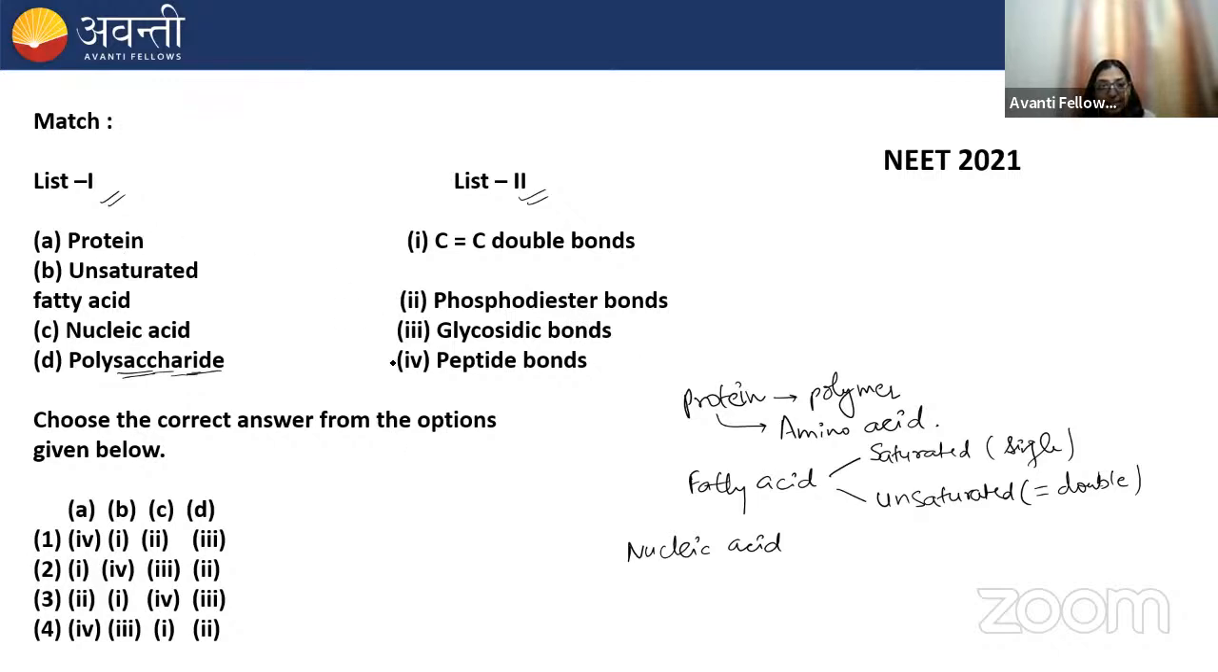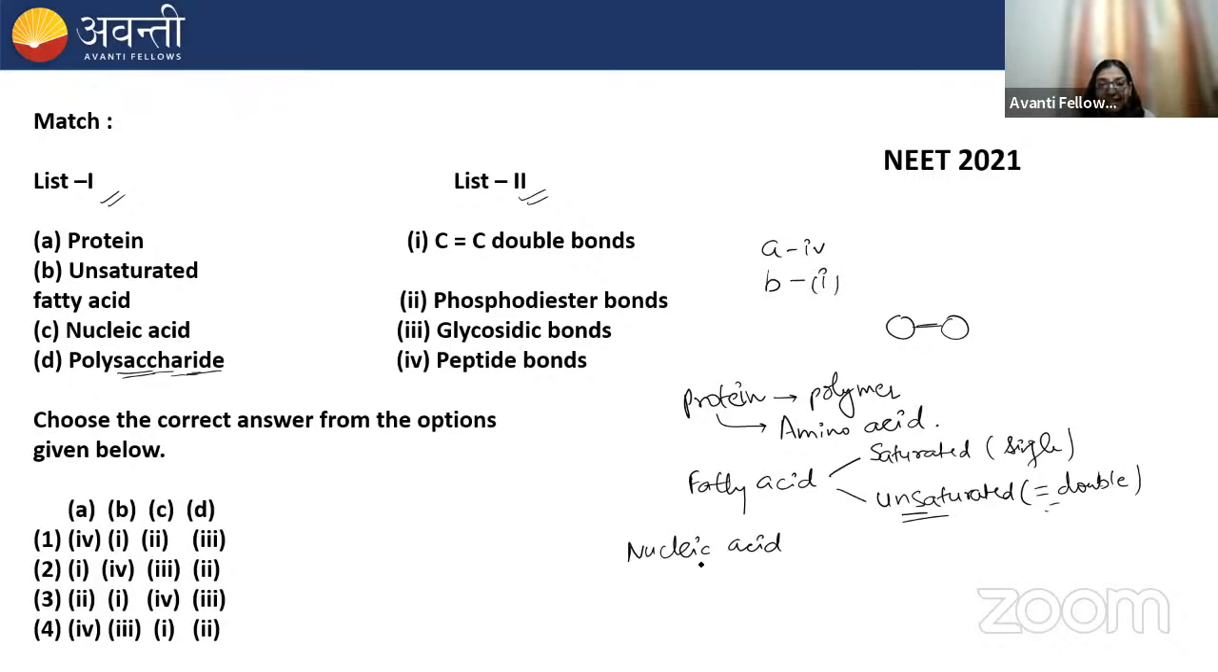A says protein. We know that the monomeric unit of protein is amino acid, and two amino acids are linked to each other by a peptide bond. So A goes with peptide bond, A with 4. B, unsaturated fatty acid. I told you that fatty acids are of two types, saturated and unsaturated, and unsaturated fatty acids have a double bond. So B with 1.